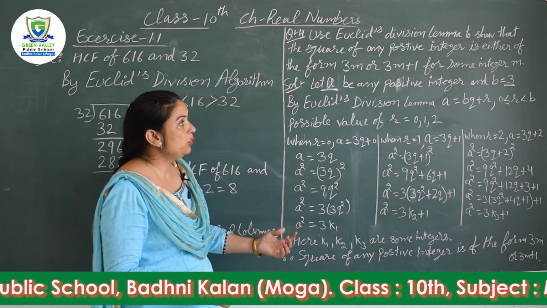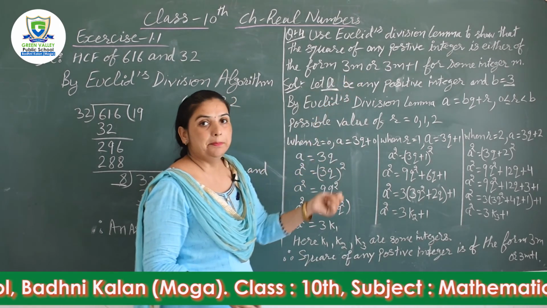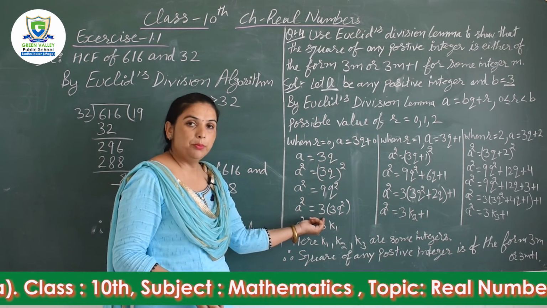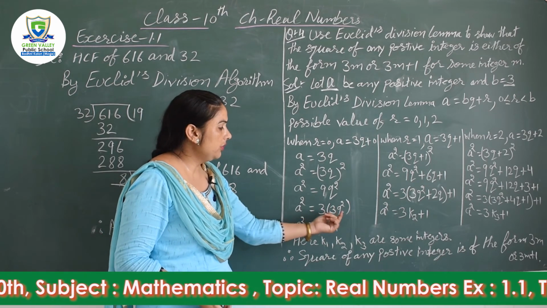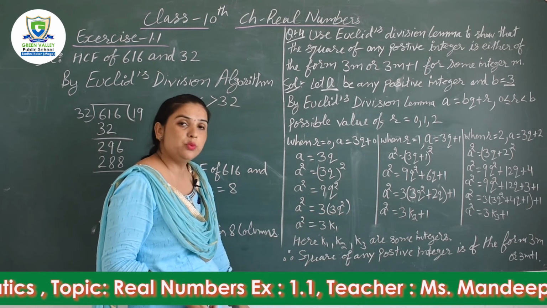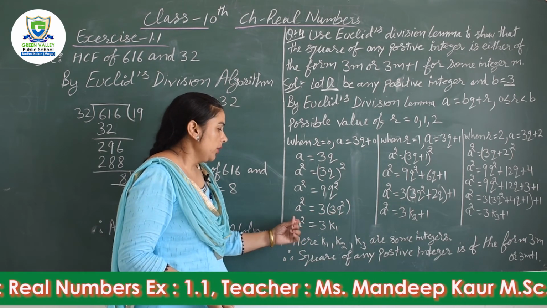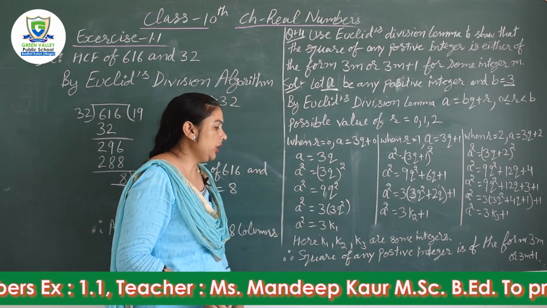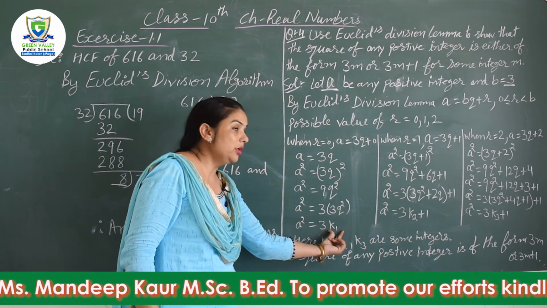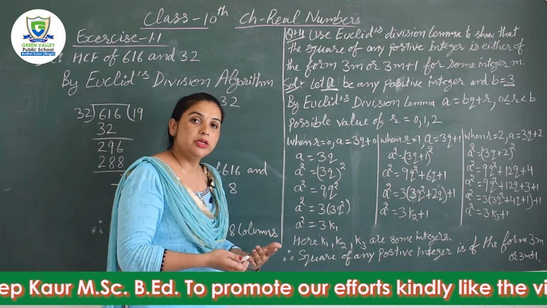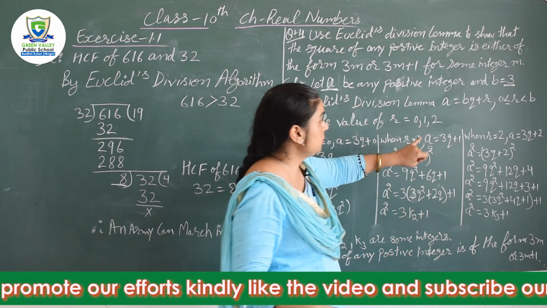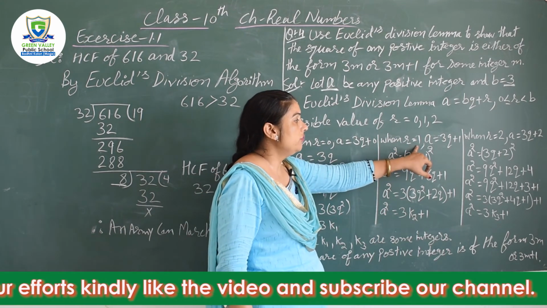But I have to make it in the form of 3m. So that's why I have taken 3 out common and left 3 inside. So I can write it as 3 into 3q square. So a square is equal to 3k1. To this bracket we have given a name k1, where k1 is any integer. So now we have to substitute the value of r as 1.